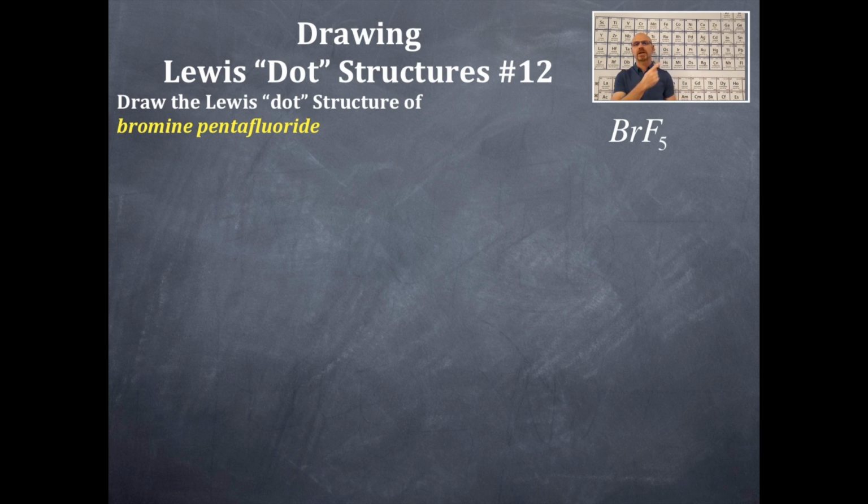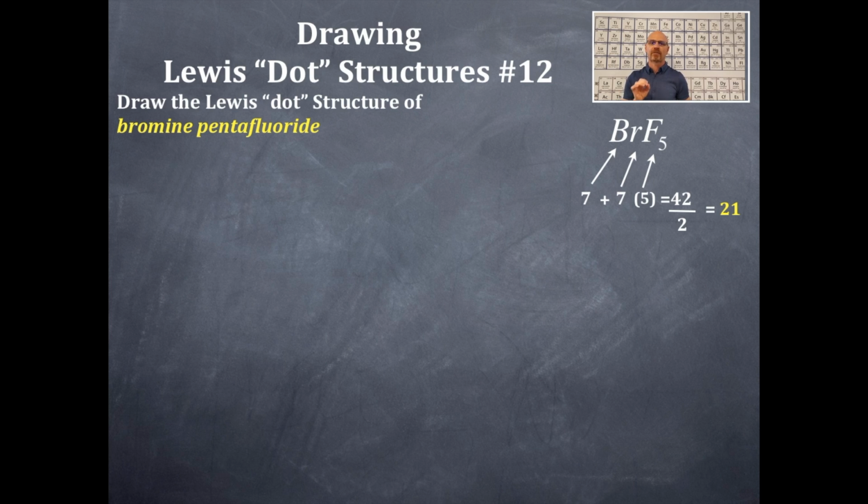Next thing we're going to do is look at our periodic table and determine the number of valence electrons in bromine. That's 7. Number of valence electrons in fluorine. That is 7. There are 5 fluorines. We're going to sum these numbers up and we're going to get 42 total electrons. We're going to divide this by 2. Then we're going to get the total number of electron pairs. That is 21.